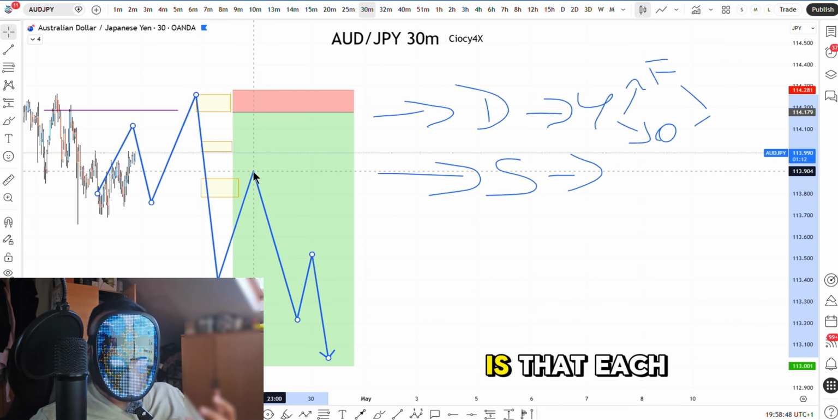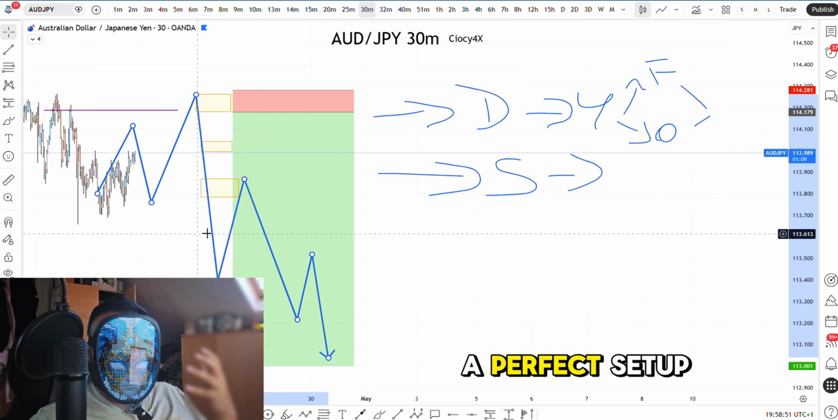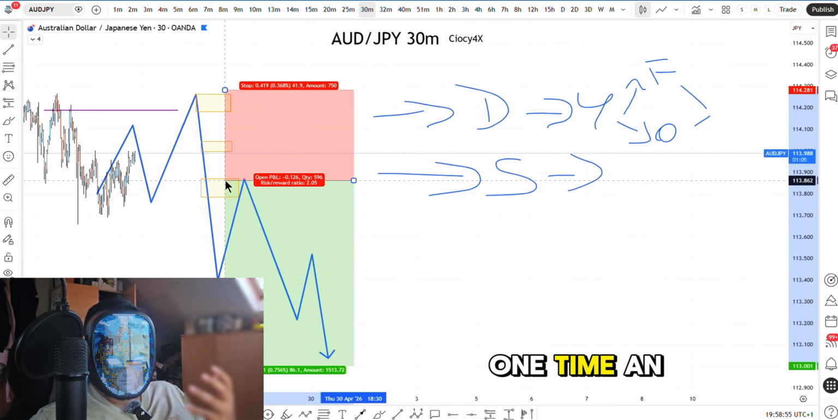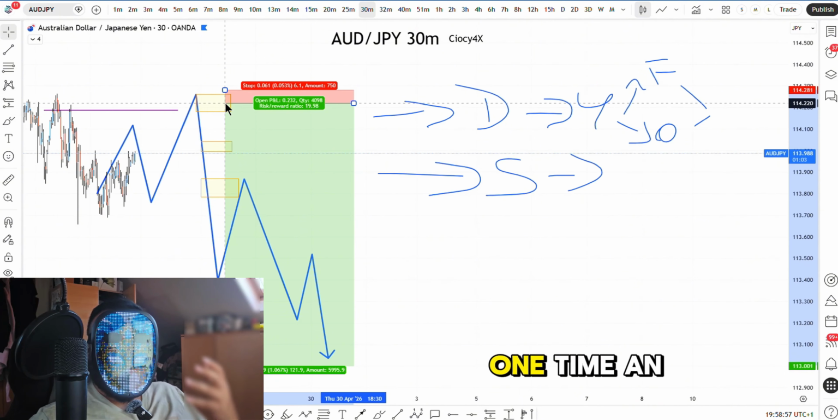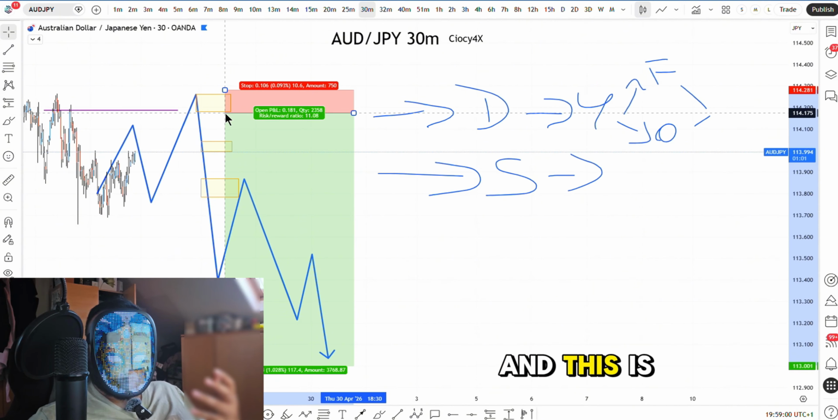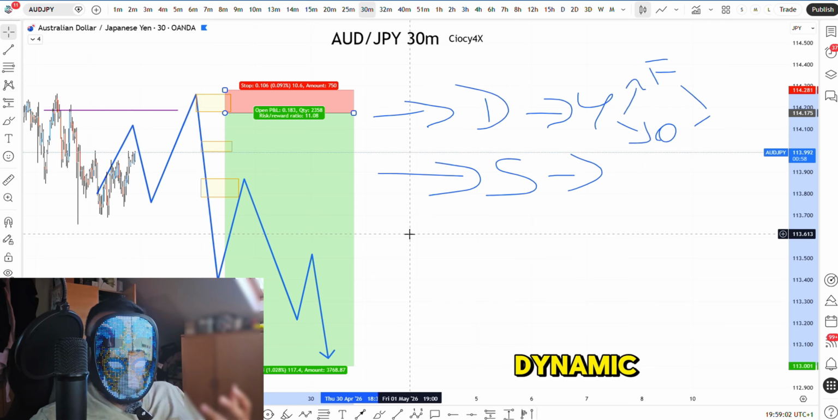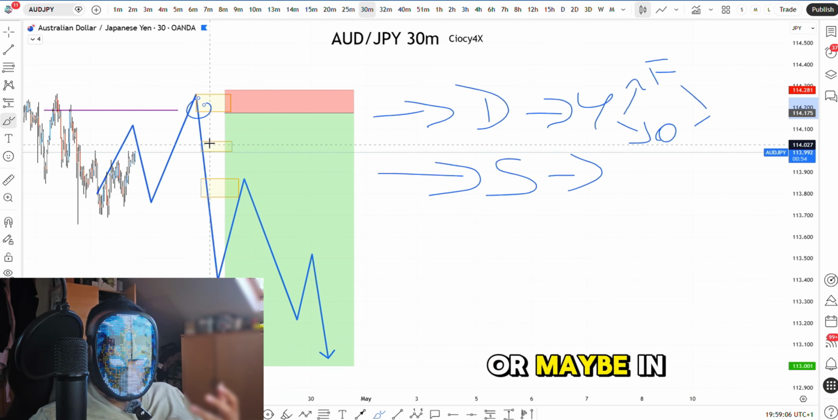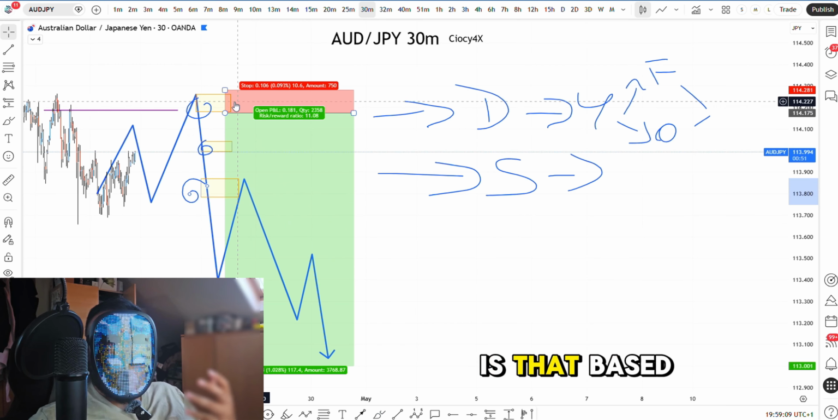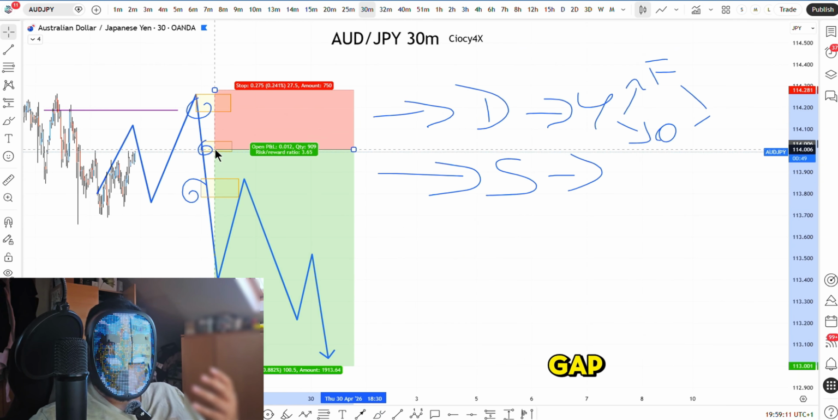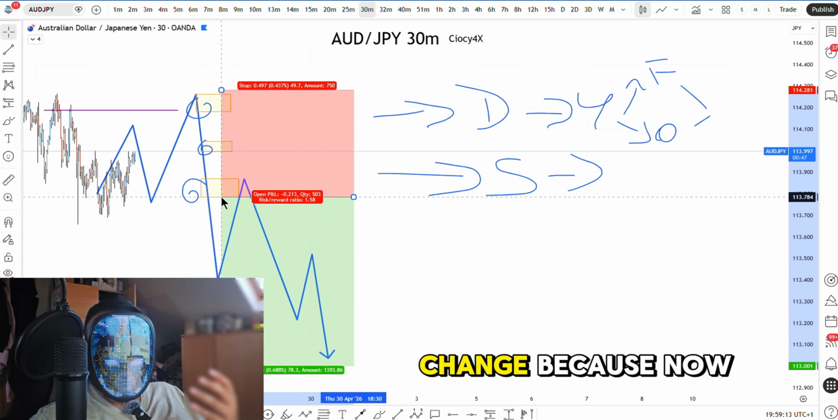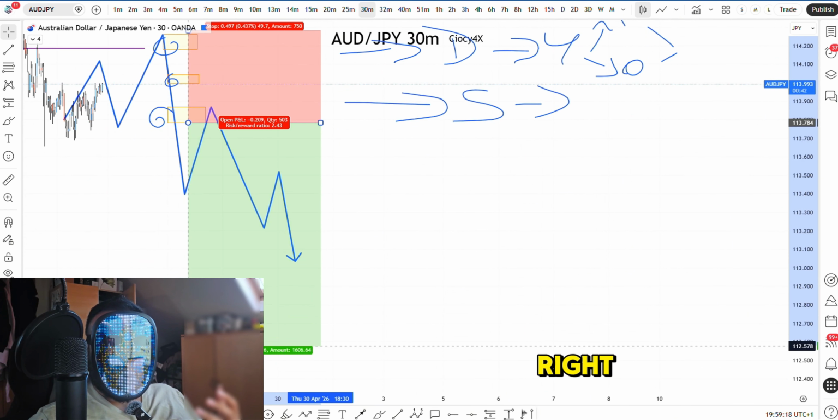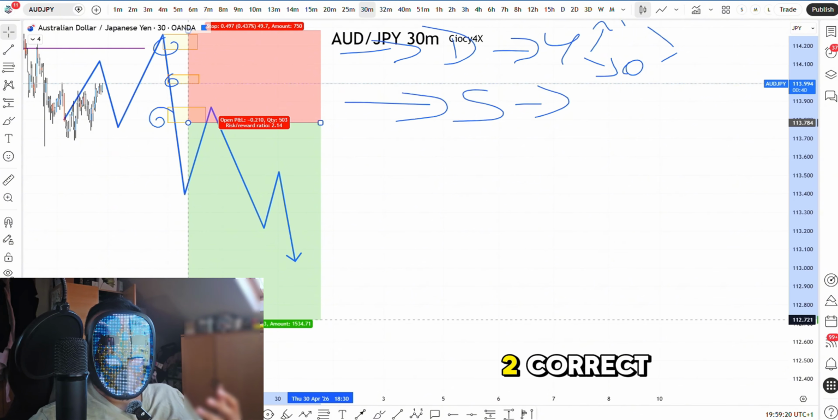Now, what happens is that each time a perfect setup happens like this, you tend to have, I don't know, one time an entry like this, one time an entry like this, one time an entry like this, right? And this is what I call dynamic, because that fair value gap can sometimes appear over here, or maybe in the middle, or maybe over here. And based on the position where you see your fair value gap, your risk to reward can also change. Because now, for example, if I take a trade from here and I want to make a 1 to 2 risk to reward, right? Look at this. That's my 1 to 2, correct?